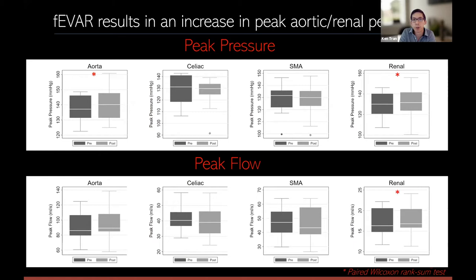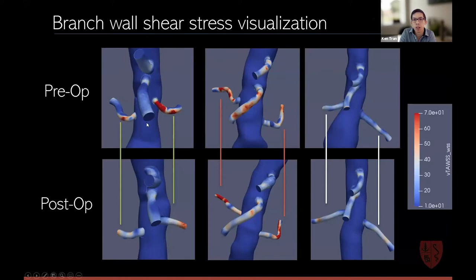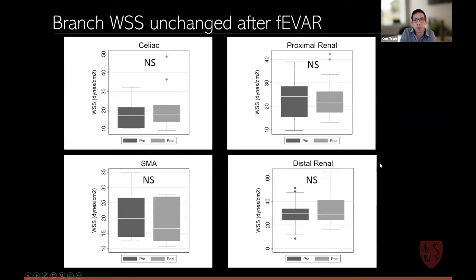We also visualize wall shear stress in the branches. Here are wall shear stress contour maps with red areas showing supraphysiologic wall shear stress and blue areas in the branches showing subphysiologic wall shear stress. And really we saw very variable changes, especially in the renal artery branches. In this example, you can see that postoperatively there were fewer areas of supraphysiologic shear stress. This patient seemed to have higher wall shear stress postoperatively, and this patient didn't really have any change. And again, because those differences were so variable, we did not see any aggregate changes in branch wall shear stress when looking at these values on paired analysis.